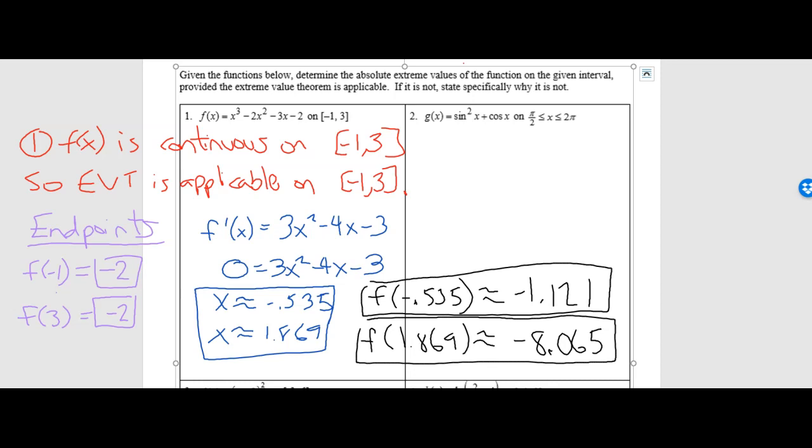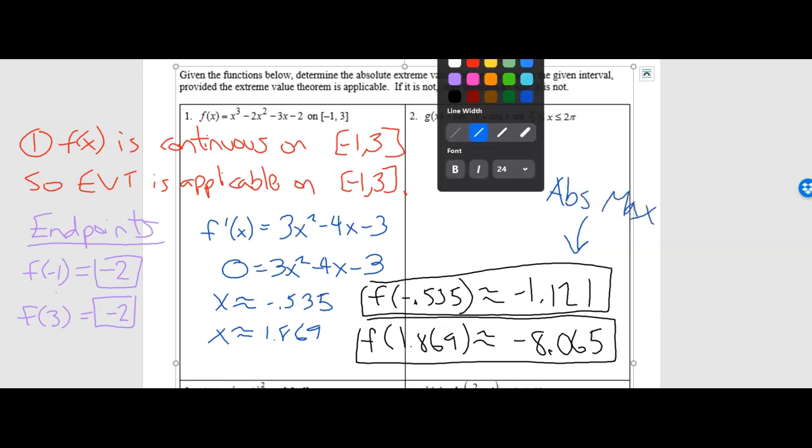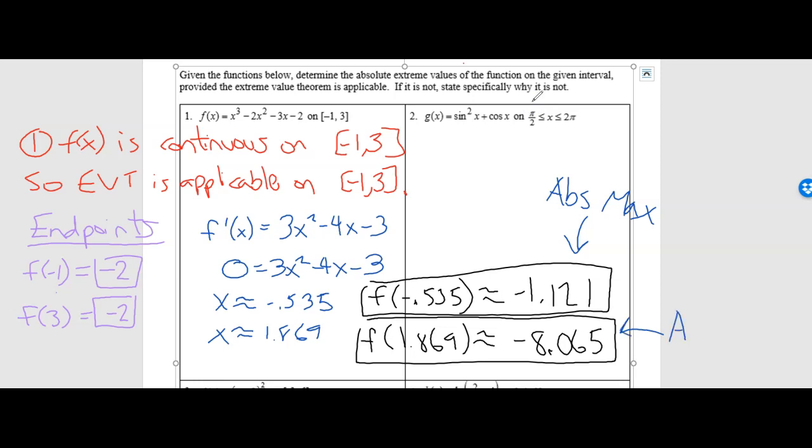So here are the actual values I need to compare. I have 2 values in black and I have 2 values in purple. And I need to know what's my absolute max and what's my absolute min, because I've tested every single value that's an option. Well, my absolute maximum is right here, negative 1.121 approximately. And my absolute min is right here. So again, sometimes they'll be the endpoints of the function. In this case, they turned out to both be values where the derivatives were equal to 0, or relative mins and relative maxes as well on this interval.